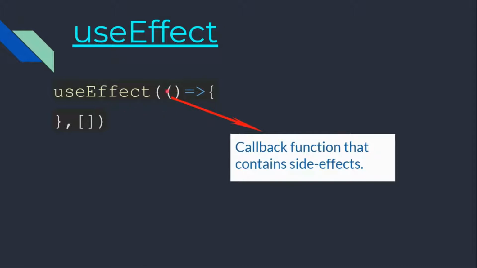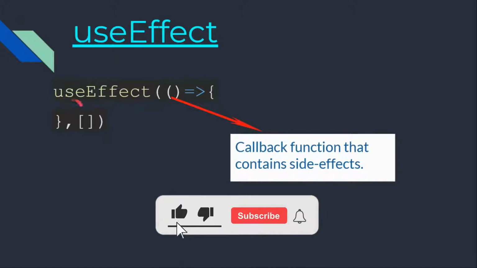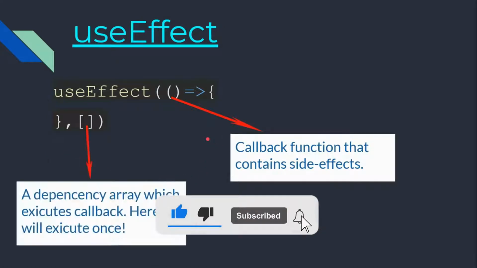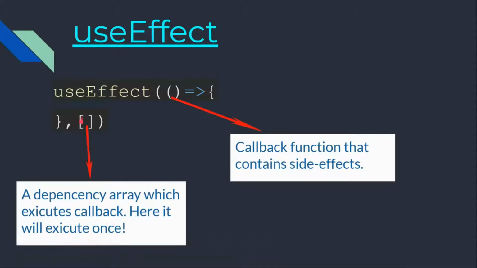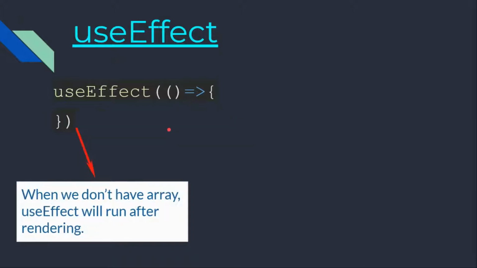So this thing is a callback function that contains the side effect. Okay, here inside the curly brackets, we have the side effects. We have generally the things that we want to change or implement. Now, this is a dependency array which executes the callback. Here it will execute once because we have the array empty. Right, let's move.